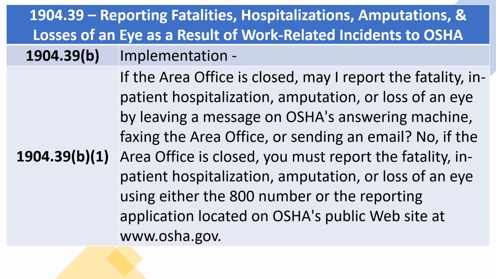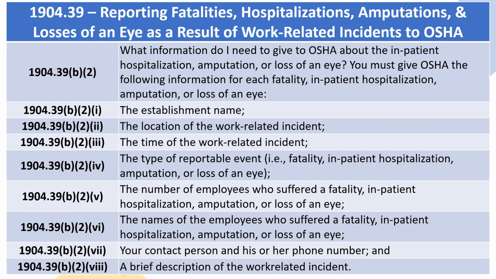1904.39(b). Implementation. 1904.39(b)(1): If the area office is closed, may I report the fatality, inpatient hospitalization, amputation, or loss of an eye by leaving a message on OSHA's answering machine, faxing the area office, or sending an email? No. If the area office is closed, you must report the fatality, inpatient hospitalization, amputation, or loss of an eye using either the 800 number or the reporting application located on OSHA's public website at www.osha.gov.